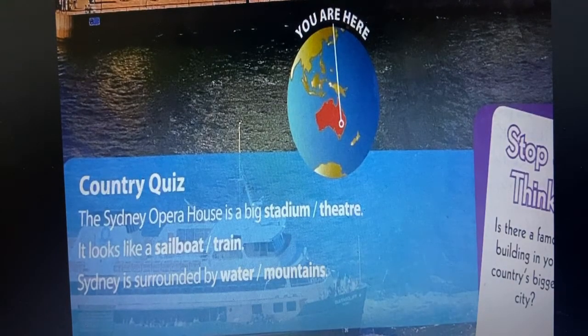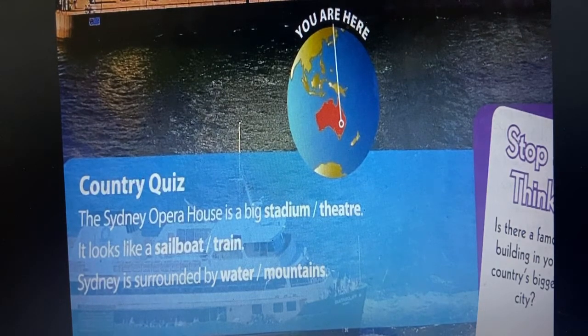So, after we have watched this short video, I want you to move to the country quiz. Country quiz. So the country is Australia. And look at the globe or the map. So we are now in Australia. You are here in Australia, next to New Zealand. I guess you still remember Tina and Bouncer from New Zealand when you were in the 4th grade. But now we are in Australia. Let's start with number 1.